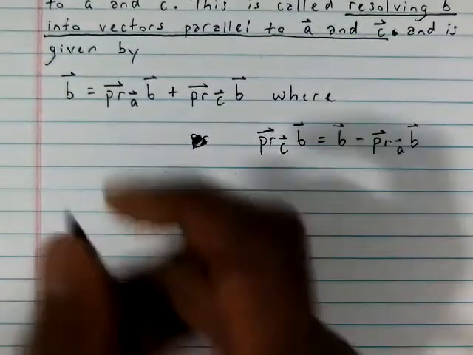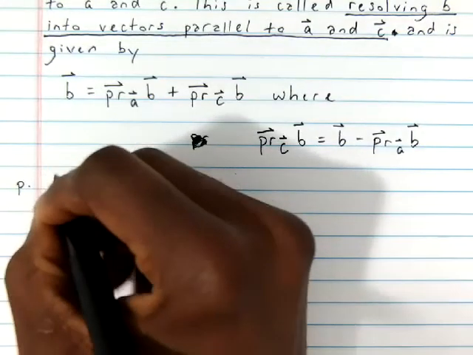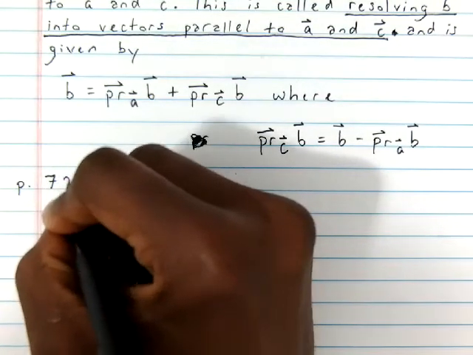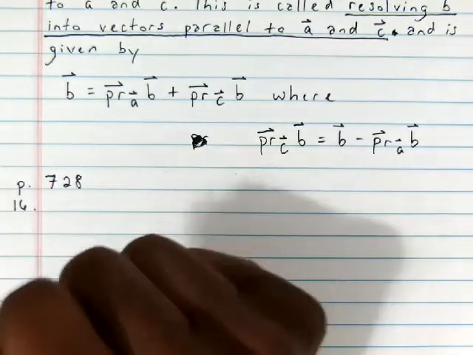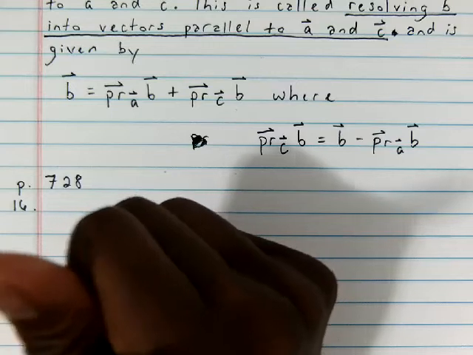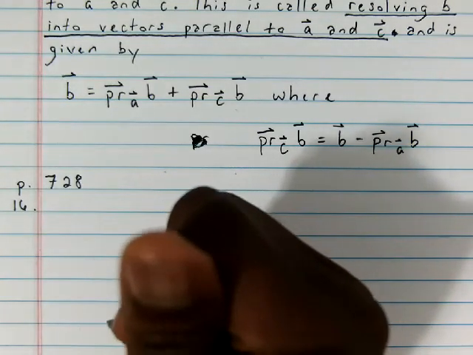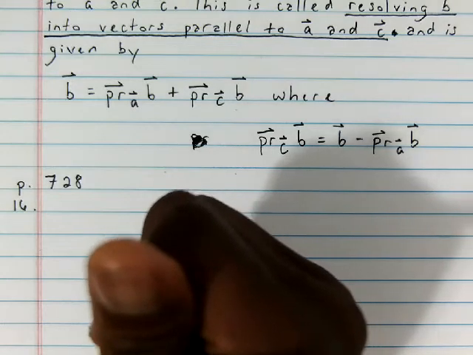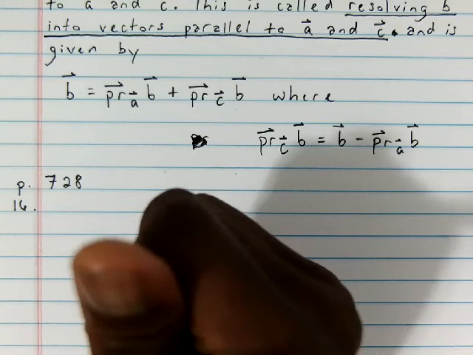So we'll do an example from your textbook where we use this formula. We're going to look at page 728, number 16, which says in exercises 15 through 17, a prime, which is going to be c for us, so I'm not going to use a prime, a, c, and b lie in the same plane. Show that a and c are perpendicular and resolve b into vectors parallel to a and c.